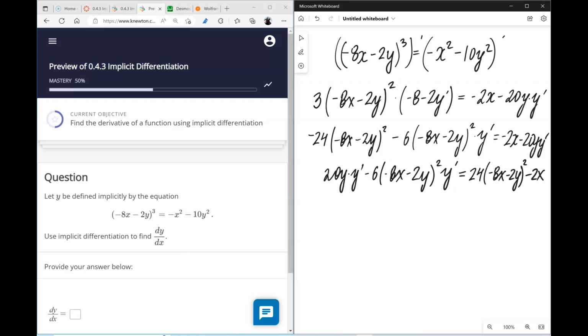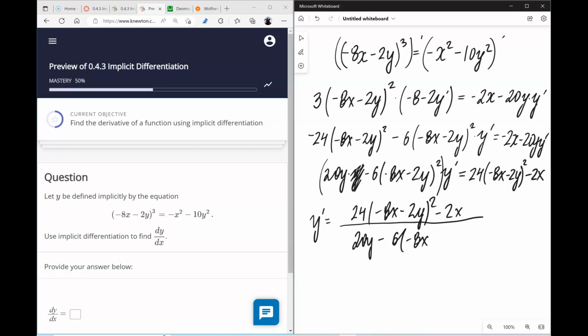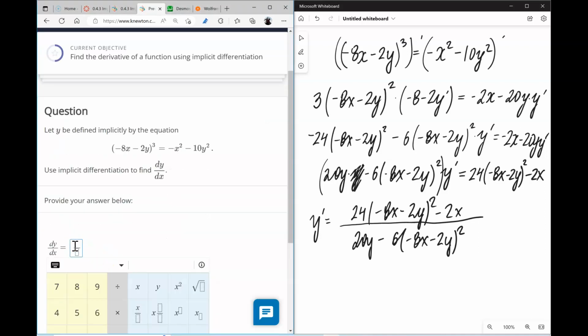And we're going to take out y prime, factor it out, and divide both sides by that coefficient. So we have 24 times (negative 8x minus 2y) squared minus 2x, divided by 20y minus 6 times (negative 8x minus 2y) squared. And like I said many times before, it's not pretty, but it is what it is. Negative 8x minus 2y squared minus 2x, over 20y minus 6 to the power negative 8x minus 2y squared.